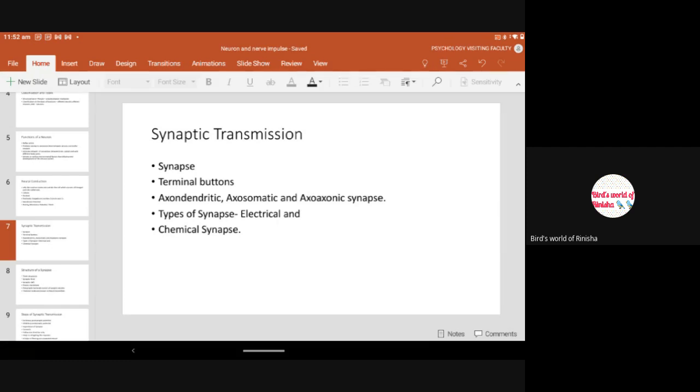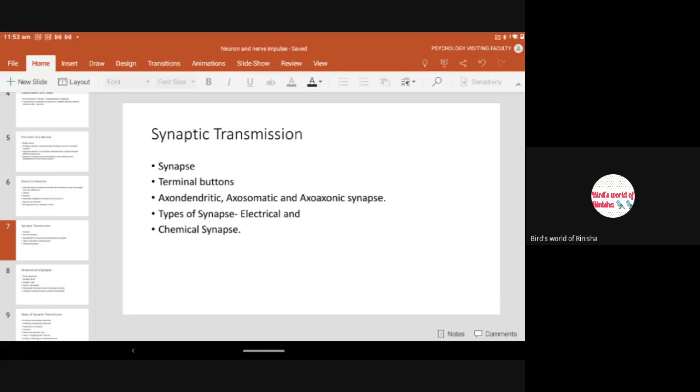Now, the electrical synapses are very, very rare. In this case, the information from the transmitting neuron is sent to the next neuron via channels that come close to one another. And the chemical synapses involve the transfer of neurotransmitter from one neuron to the other. Okay, so these are the main points. Now let me stop here so that you can ask me some questions.